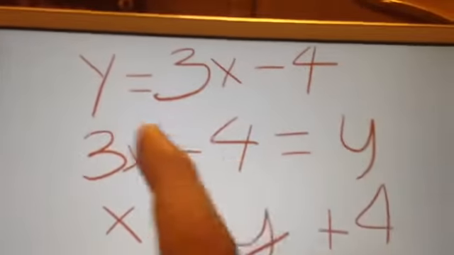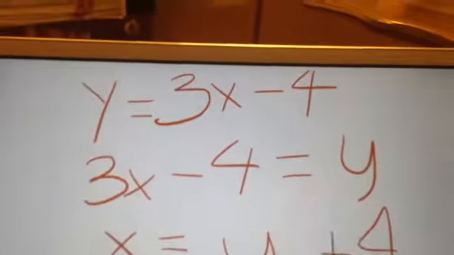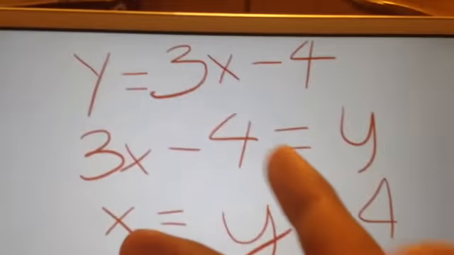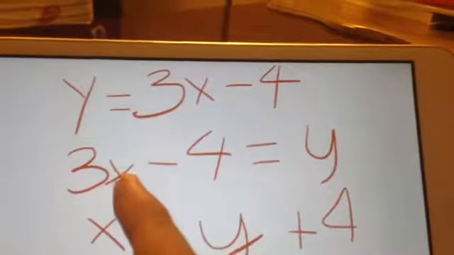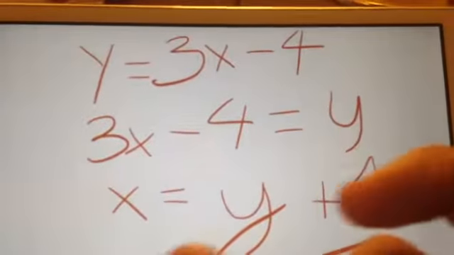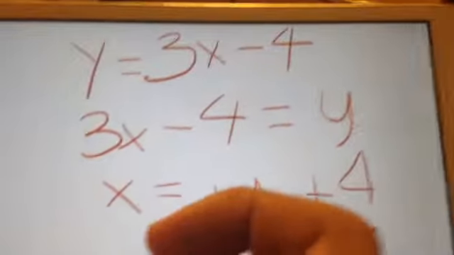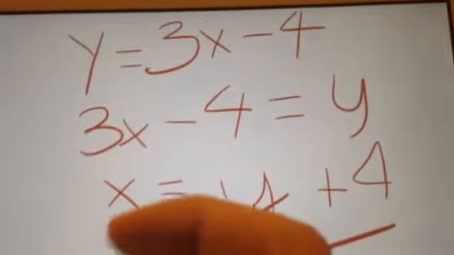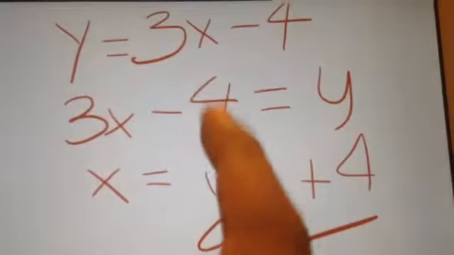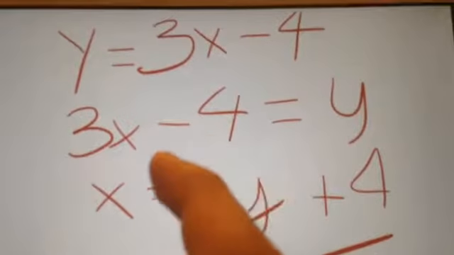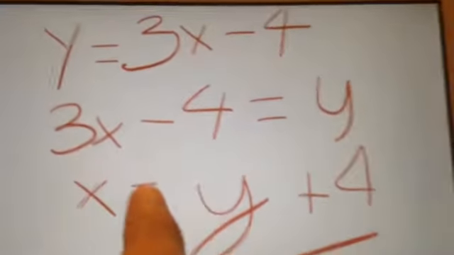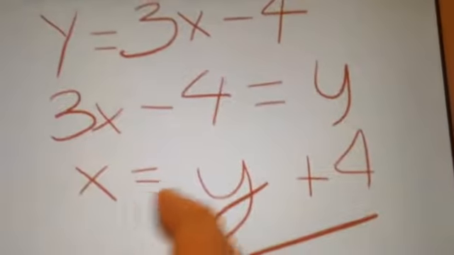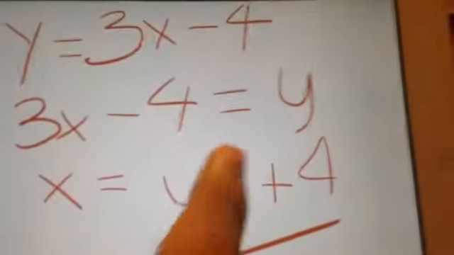What I did here is, like I told you before, I like to move the x. So I just moved the x from this side to this side, and it's the same thing. 3x minus 4 equals y. Now the first thing we have to do is move the 4. So I just moved the negative 4, and so it's x equals y positive 4. It's as simple as that.